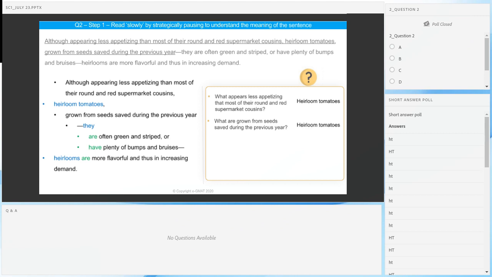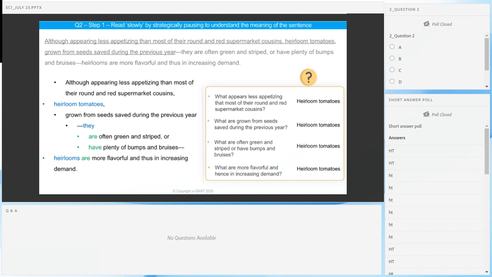Next question. I want you to answer this correctly because we just had a huge discussion about it. What are often green and striped and have bumps and bruises? Absolutely HT. No two ways about it, because that's how the author is proving it to us, that they look less appetizing than their red and round supermarket cousins. Last question: what are more flavorful and hence in increasing demand? Most definitely HT, all right? That's what the sentence is saying.